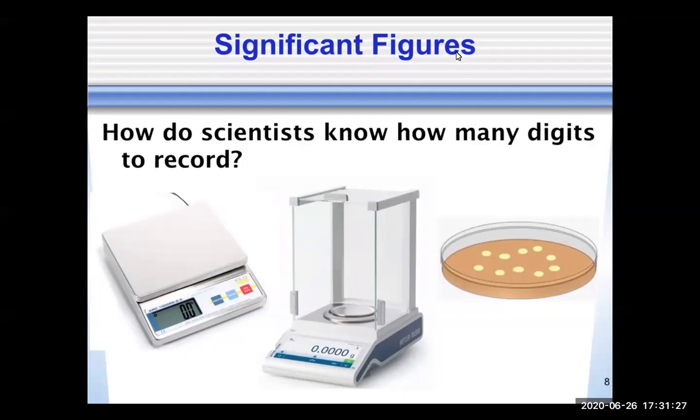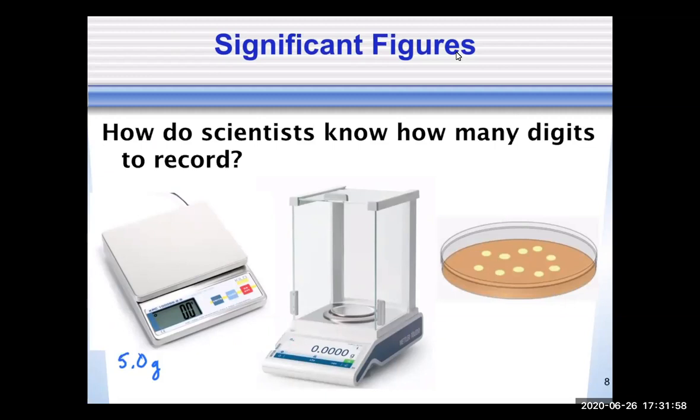So let's take, for example, here we have a balance, and if you look closely, you can see that this balance reads to the tens place in grams. So if we had an object, let's just say it was 5 grams, you would write 2 digits, right? 5.0. But if you were using this more expensive balance over on this side, this is called an analytical balance.